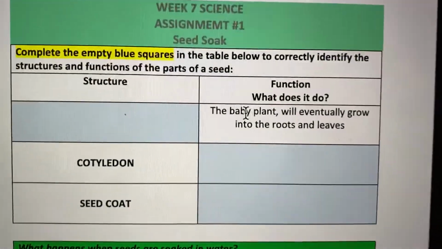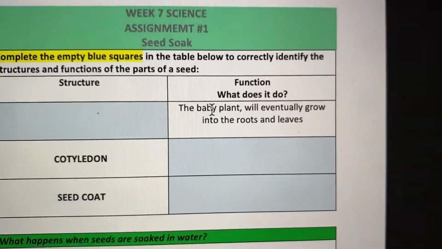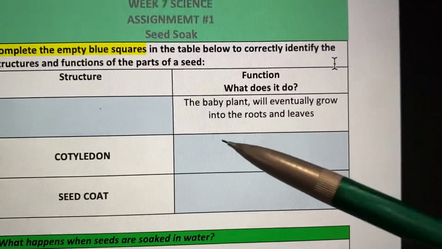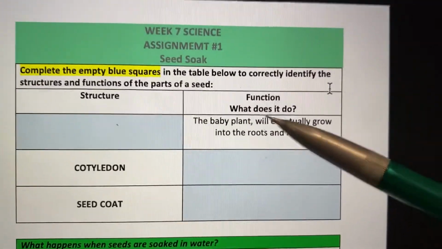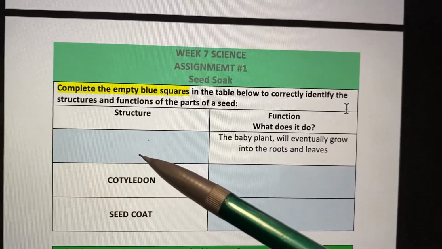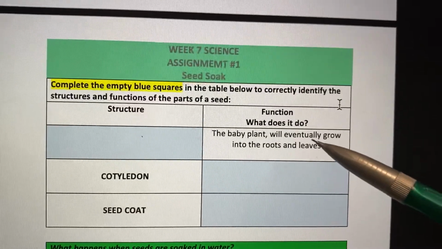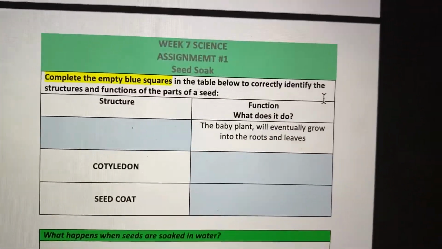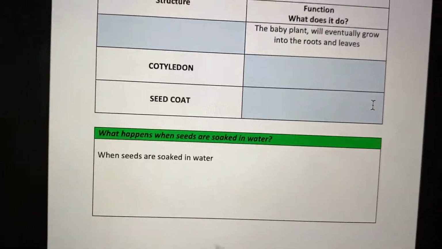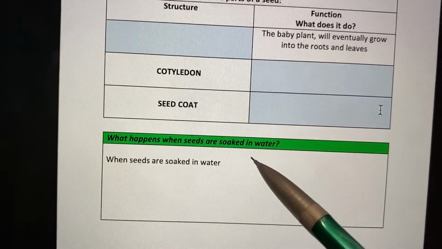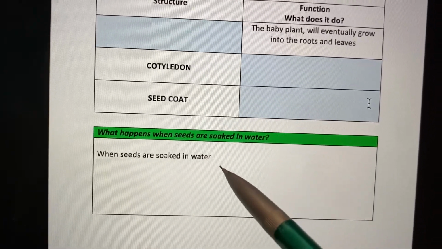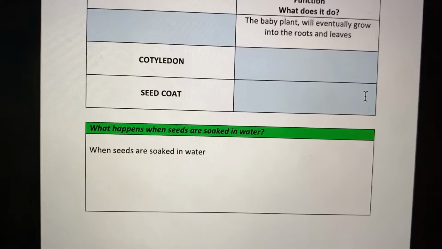And here it's giving you the function. The baby plant will eventually grow into the roots and leaves. So what is the vocab word that belongs in this box that matches with this function? That's what we have to find out. And then the last part is what happens when seeds are soaked in water. When seeds are soaked in water, blank, blank, blank. That's what you guys have to answer.